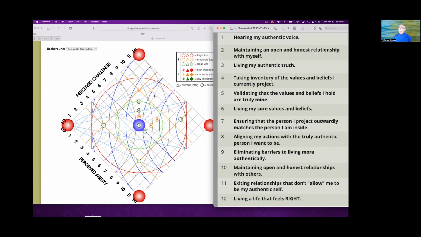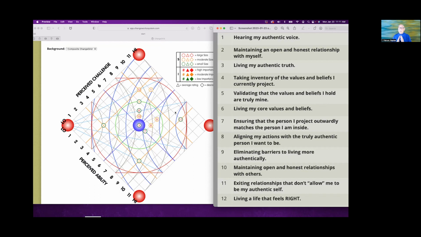So when we start looking at the composite change grids, that's the change grid where instead of looking at how one person answered all activities, I'd be looking at one activity and tell you how the population has filled it out. And I'm happy to do that before we're done today. This particular activity, hearing my authentic voice, we're just going to say for now, it needs to be over here on the change grid. And I'm not going to describe what over here is because that's what we're about to take a look at as we do a reading for Linda.